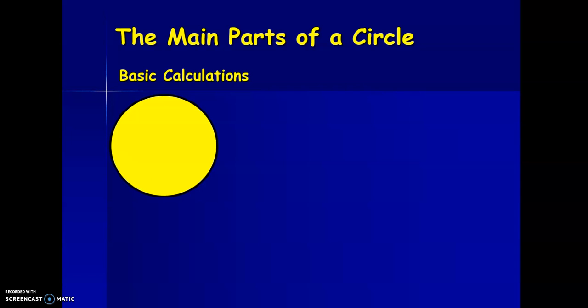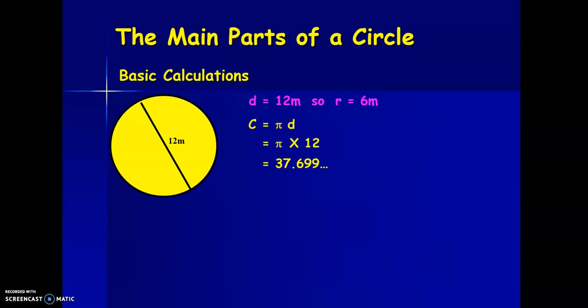So the first example we have is a circle with a diameter of 12 metres. If the diameter is equal to 12 metres, then the radius will be half of this, so the radius will be 6 metres. From this we can calculate the circumference of the circle. The circumference is pi times the diameter, so that's pi times 12, which gives us 37.699, which we round to 37.7 metres.